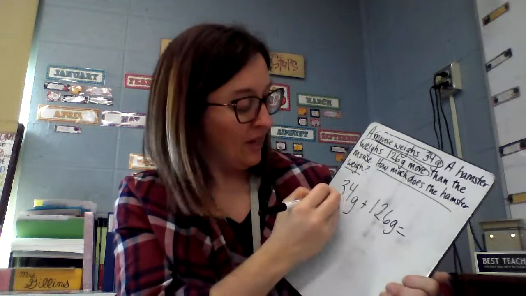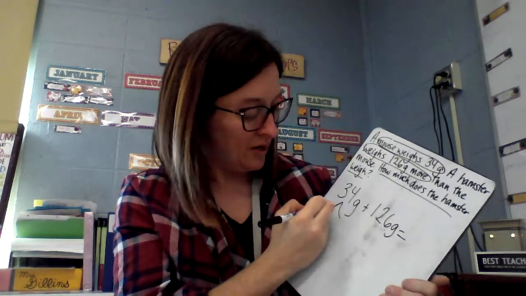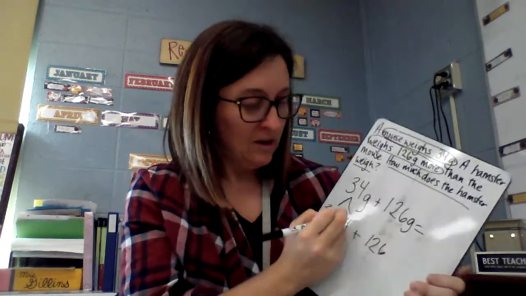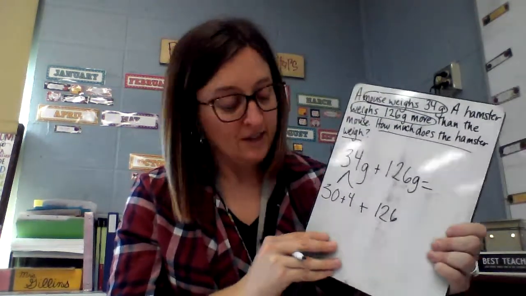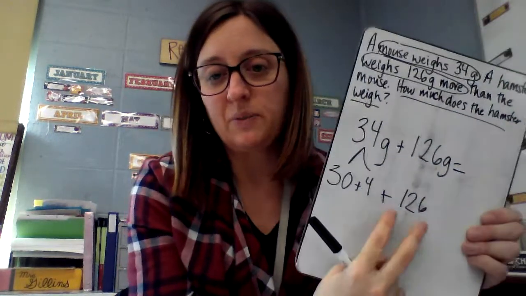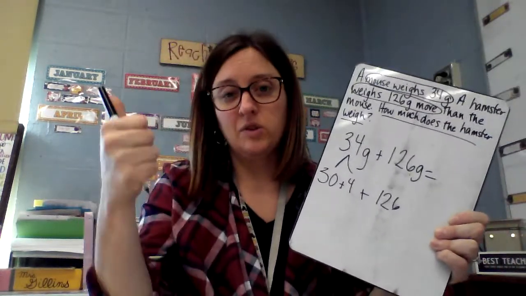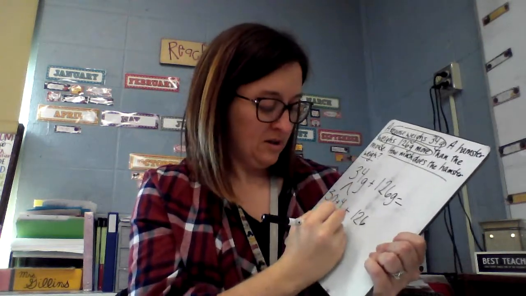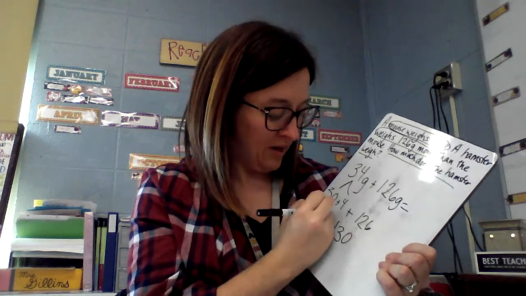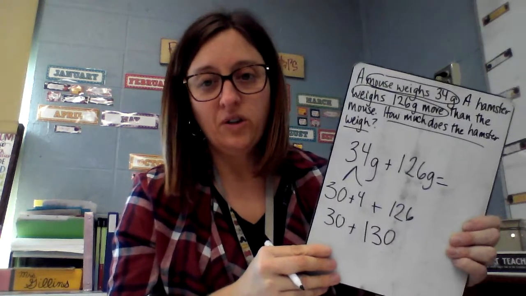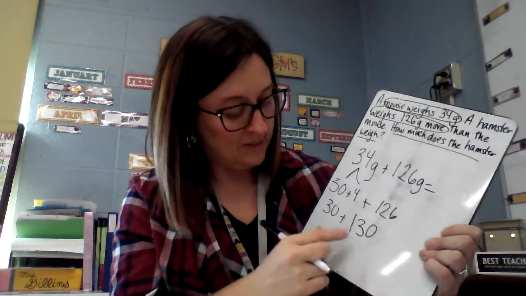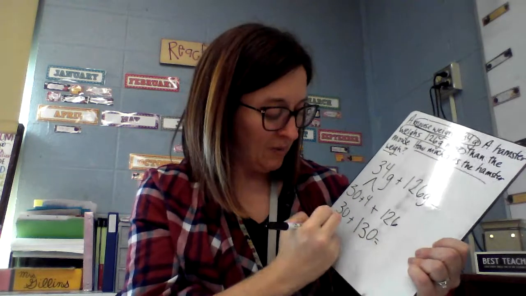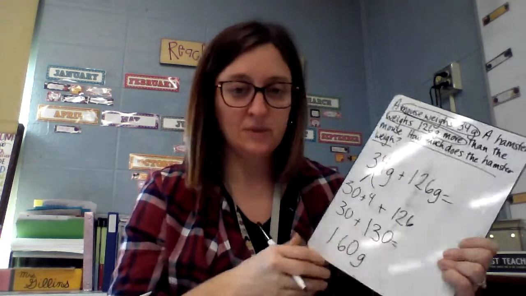I could say, if I look at that 34, I could break it into 30 and 4 plus 126. So I could look at it just like this. Well, I know if I look at 126 plus 4, well, that's going to equal 127, 128, 129, 130. And then I'm taking 130 plus 30. Well, 30 plus 30 is 60. With that 1, that's going to be 160 grams.